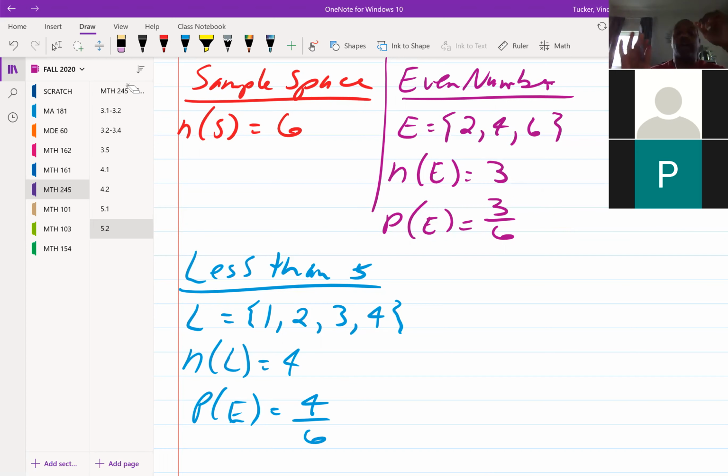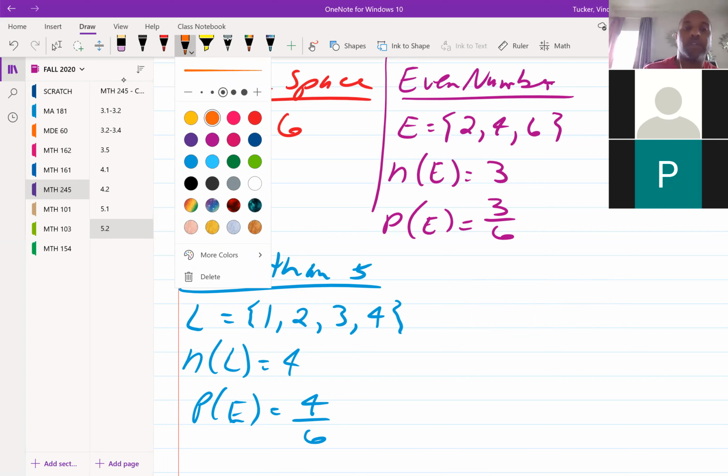So now, if we decide to add these at this moment, and this is not part of the process, I'm just scratching here to show you why this wouldn't work. 3 over 6 plus 4 over 6 would be 7 over 6. That would be more than 100% or more than 1. Remember, your probabilities cannot be greater than 1. So that means somewhere we either went wrong or missed something. And so let's look at the fact that these two outcomes have something in common.